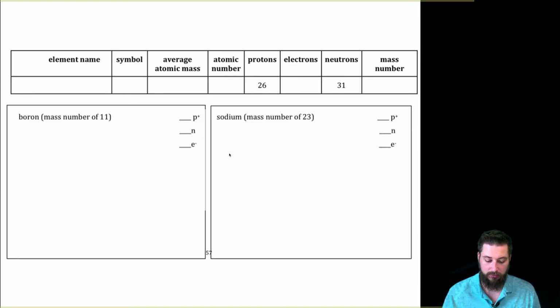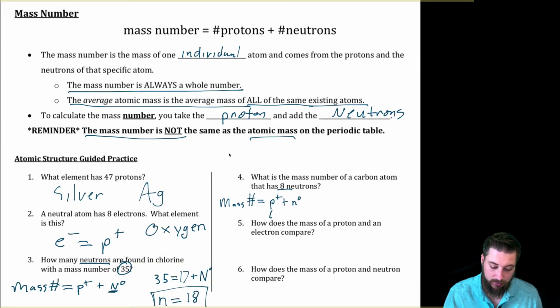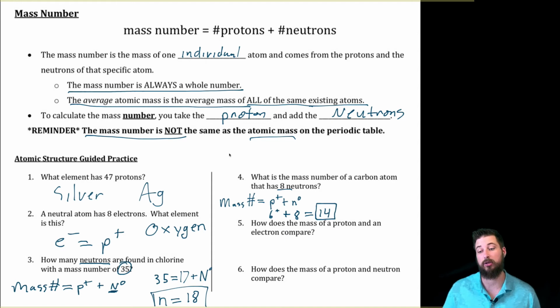So let's go back. And so it's got 6 protons plus 8 neutrons, and that's going to equal 14. So the mass number of a carbon atom that has 8 neutrons is 14, because again, carbon has 6 protons, which we got from the periodic table. The problem is telling us it has 8 neutrons, and so it's 14.